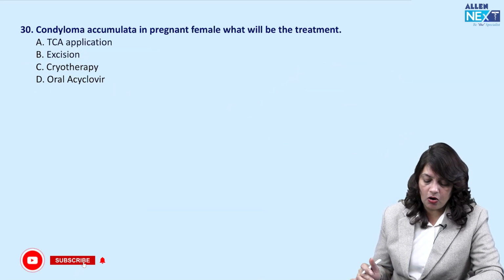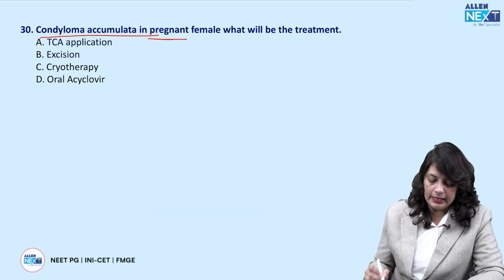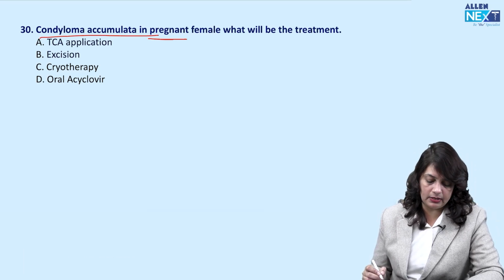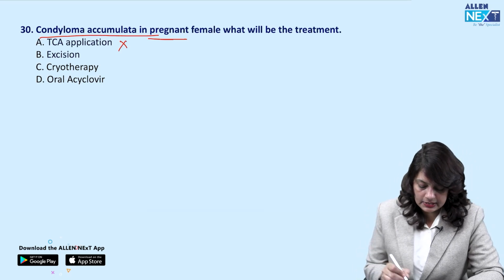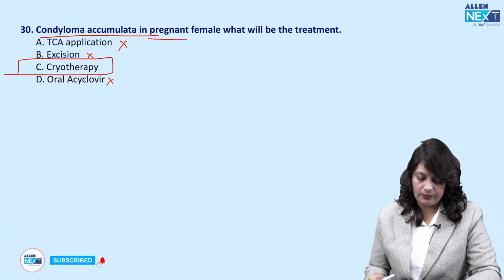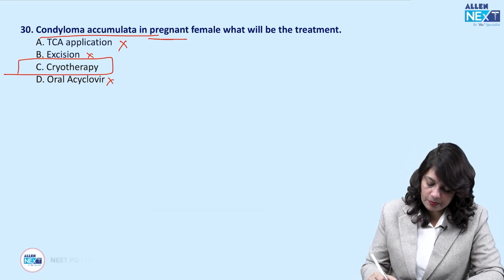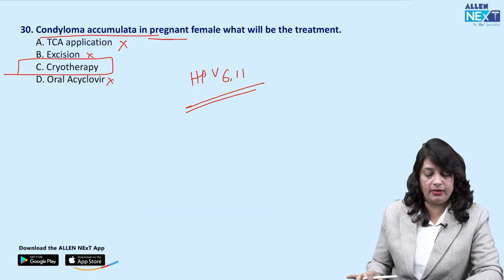Next. Condyloma acuminata in a pregnant female, what will you do? TCA, trichloroacetic acid application, no. It is excision, no. Oral acyclovir, no. It is cryotherapy. It is caused by genital warts. This is HPV 6 and 11.